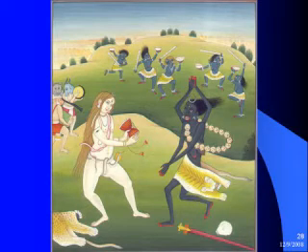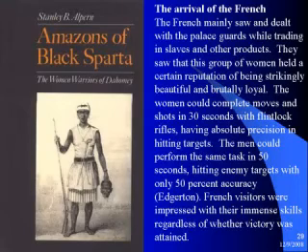There was a group of women warriors called the Dahomey. And the king of the Dahomey had them as guardians of the palace. There's a book called Amazons of Black Sparta by a guy named Stanley Alpern, and an excerpt from the book says, the arrival of the French. The French mainly saw and dealt with the palace guards while trading in slaves and other products. They saw that this group of women held a certain reputation of being strikingly beautiful and brutally loyal.